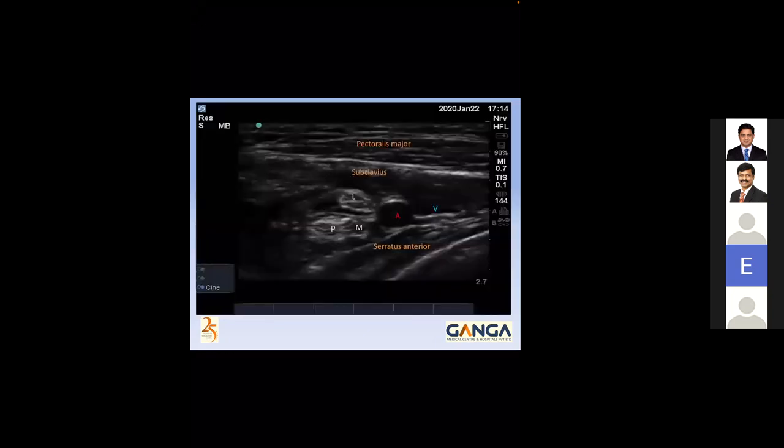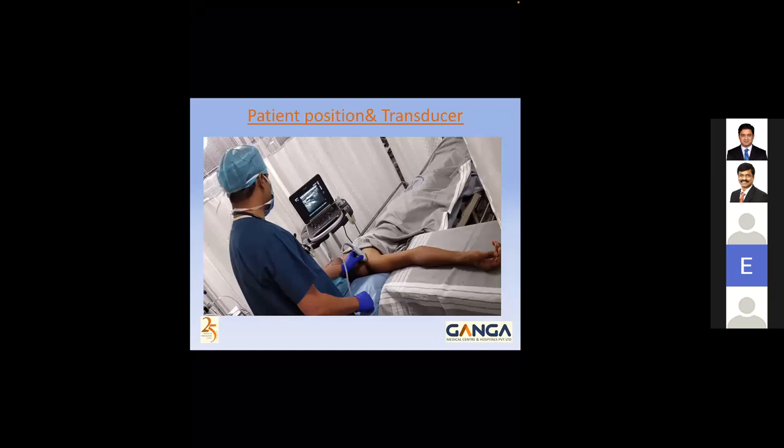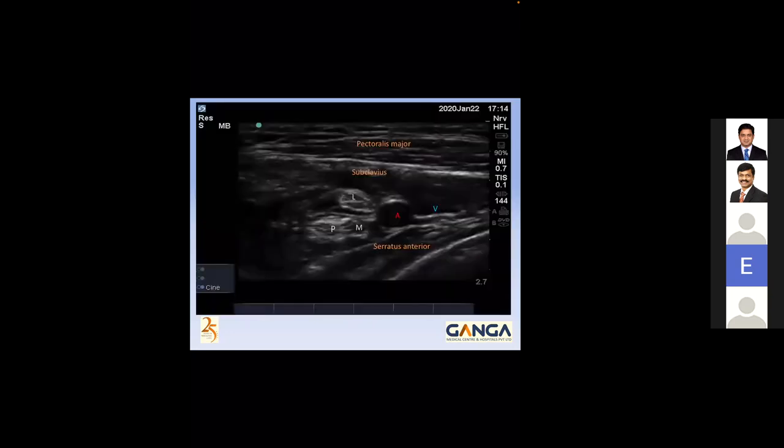And how are you going to place the probe? Place your probe immediately below the midpoint of the clavicle, medial to the coracoid process, in a transverse oblique orientation. Your ultrasound probe should be placed parallel to the clavicle, just below the clavicle. What do you see? You will see the skin, subcutaneous tissue, and pectoralis major muscle above. Beneath that is the subclavius muscle. Beneath that you get the neurovascular structures.